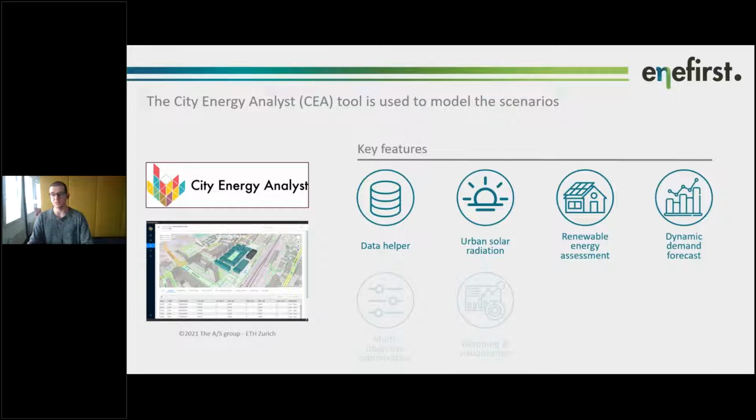There's also a dynamic demand forecast. CEA uses a building by building simulation approach, and each building is modeled using its real location, which in this case is a fictitious location, but given the weather conditions that we assume, we make it a somewhat real location. And it also uses the geometry with the construction properties that I just mentioned in the previous slides.